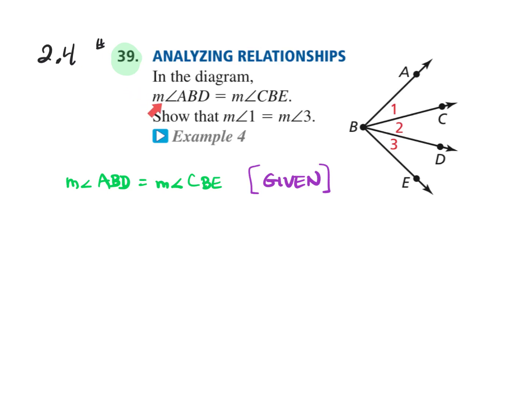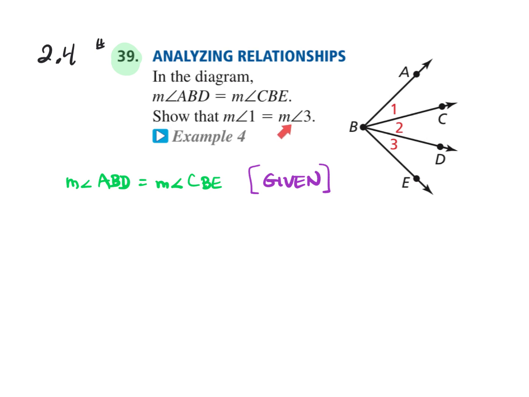Number 39 tells us that the measure of angle ABD and CBE are equal. So let's start our reasoning by saying that that was given. And they want us to show that the measure of angle 1 is equal to the measure of angle 3.